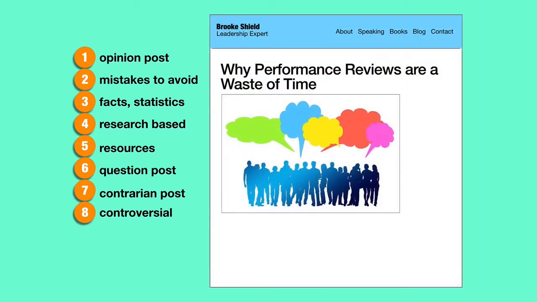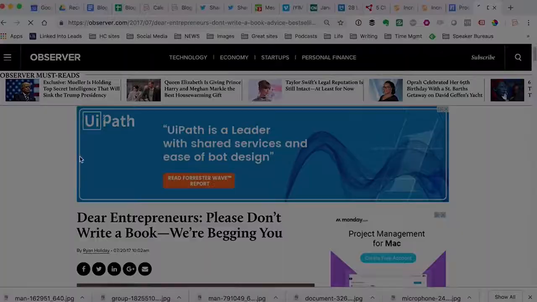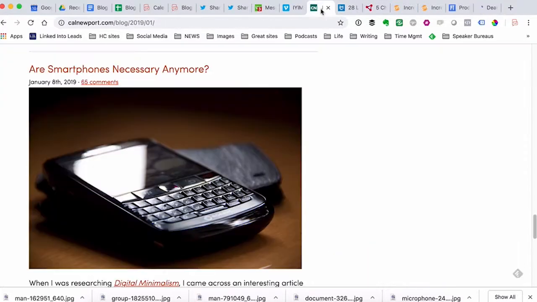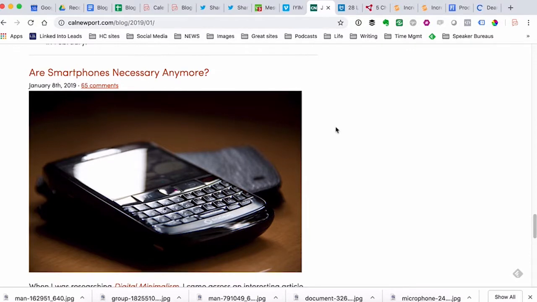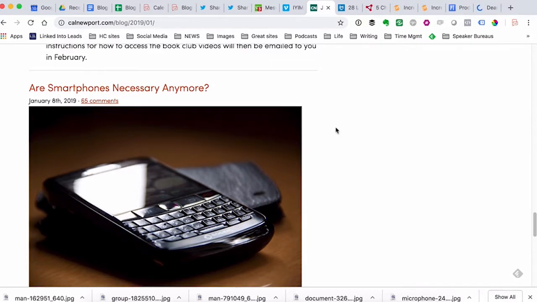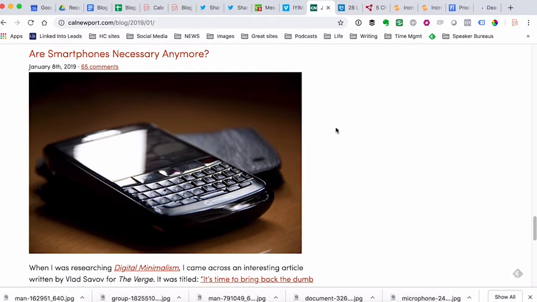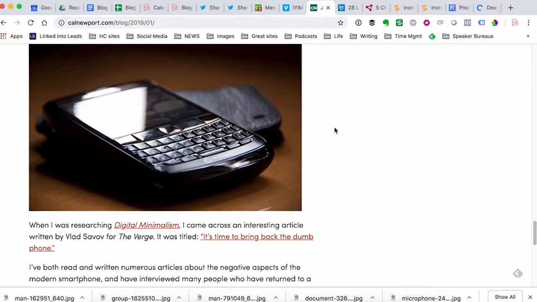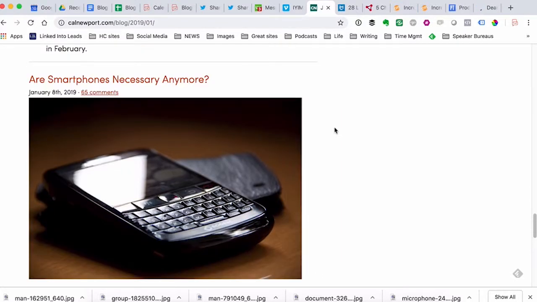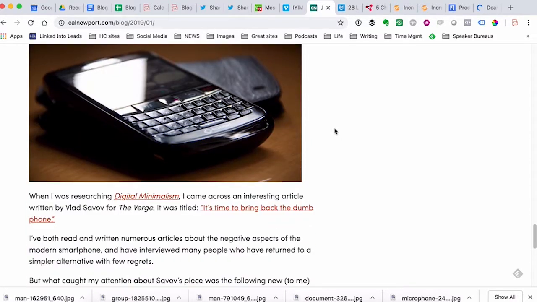Number 8, controversial. So kind of similar, but this is where you sort of take a bit of a stand. So for example, in my example here, why performance reviews are a waste of time. Another article that got my attention was from the author Cal Newport, and he had a blog post that came out recently, which is, are smartphones necessary anymore? Now he posed that as a question, but what he's doing is something kind of controversial because after all, we all walk around with smartphones. A lot of us are still getting used to the new technology of smartphones and all the new apps and all the new features. And here he is saying, well, really, is it necessary anymore?